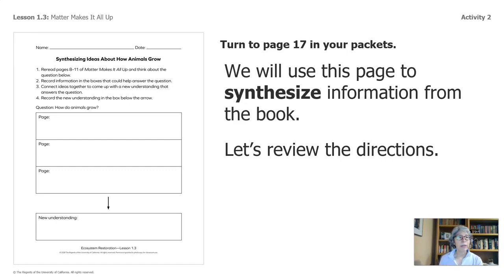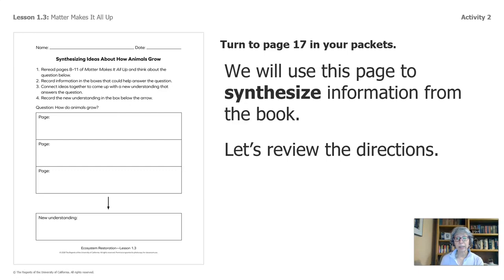Number 1, reread pages 8 through 11 of Matter Makes It All Up and think about the question below. Record information in the boxes that could help answer the question. Connect ideas together to come up with a new understanding that answers the question. Record the new understanding in the box below the arrow. Question, how do animals grow?